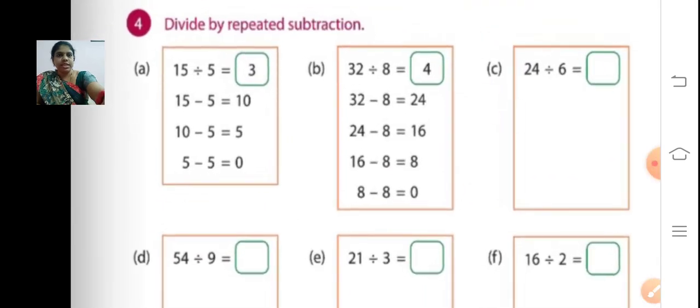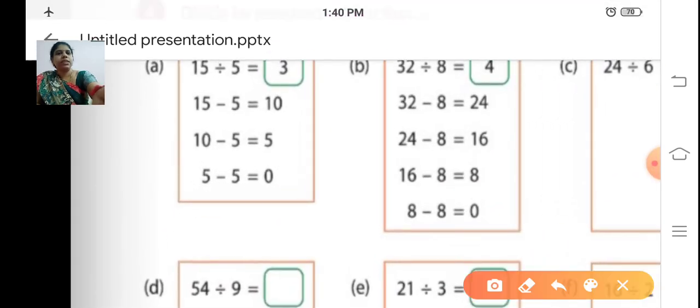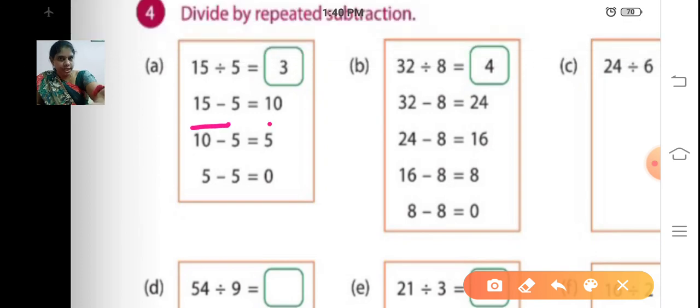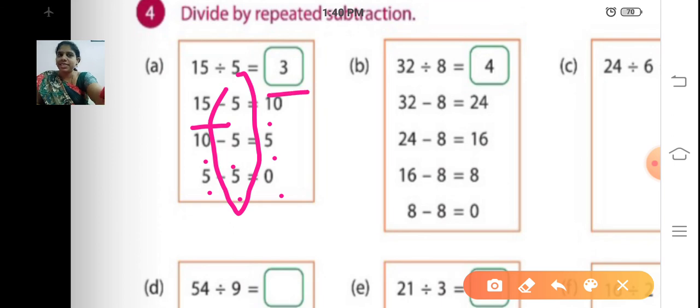So just see here, 15 minus 5 is equal to 10. 10 minus 5 is equal to 5. 5 minus 5 is equal to 0. Now how many times have we subtracted? 3 times. When you divide 15 by 5, the answer is 3. So this is division by repeated subtraction.